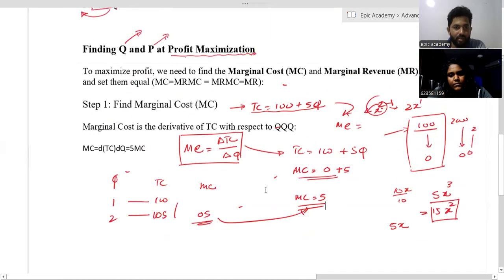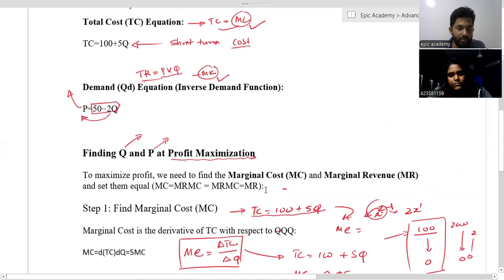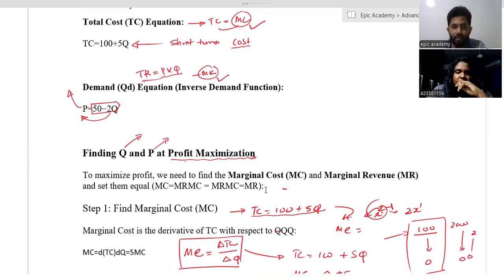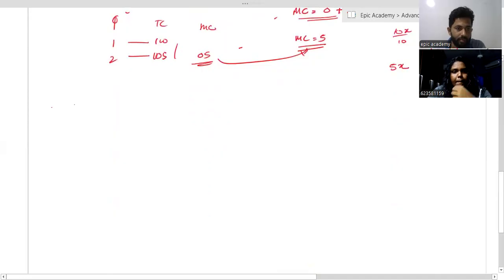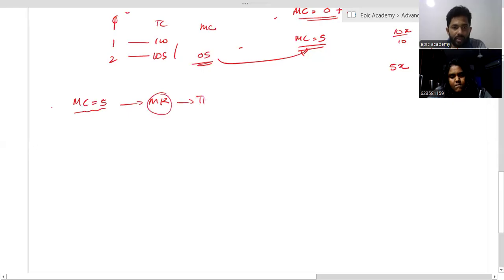And then we have to identify the quantity of exchange, P and Q. Already we got the value for the MC. No need to worry about the MC. Then we have to worry about the MR. Without finding the value for the TR, you cannot find the value for the MR.